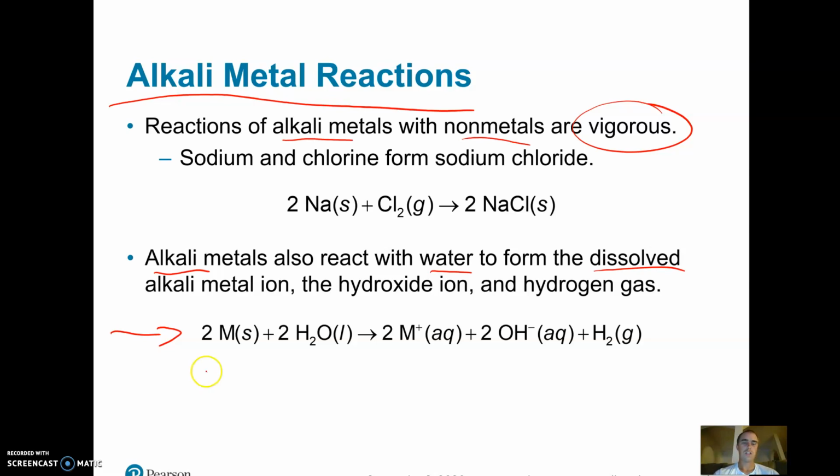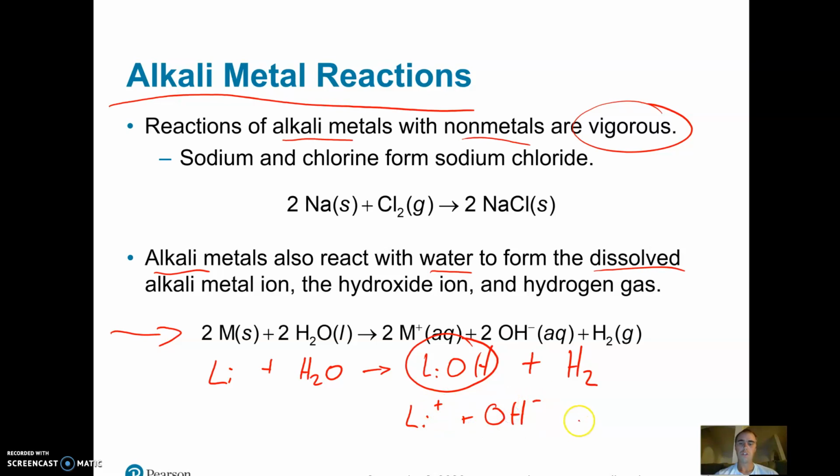So let's just look at lithium and water. What we would produce is lithium hydroxide and hydrogen gas. I don't have the states included here, but Mastering Chem does want you to indicate the states of matter. And another way of writing this, since this lithium hydroxide is aqueous, we can split it up. We could also write it as Li plus and OH minus, and then your H2 gas.